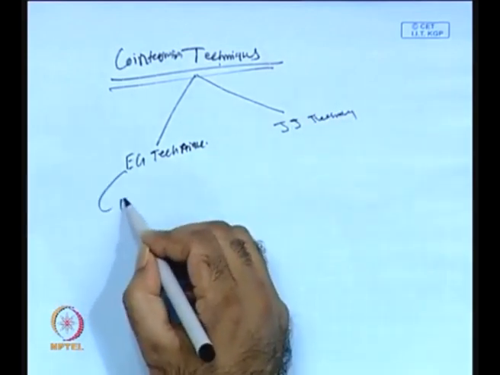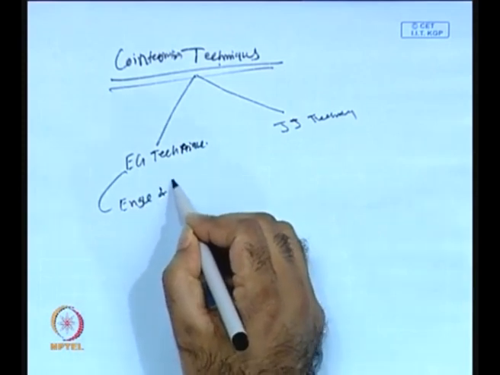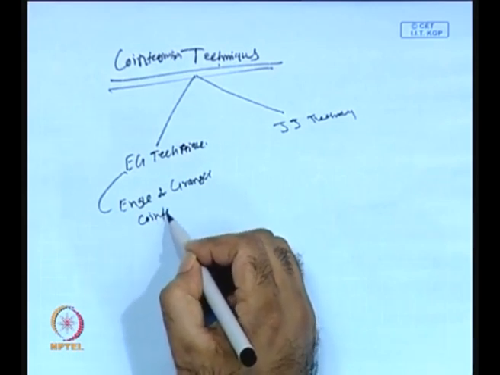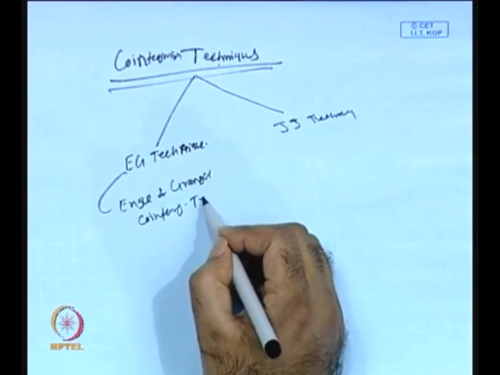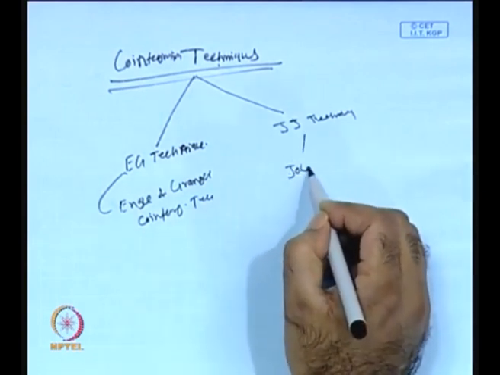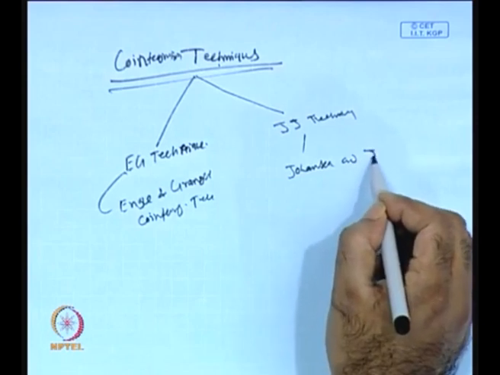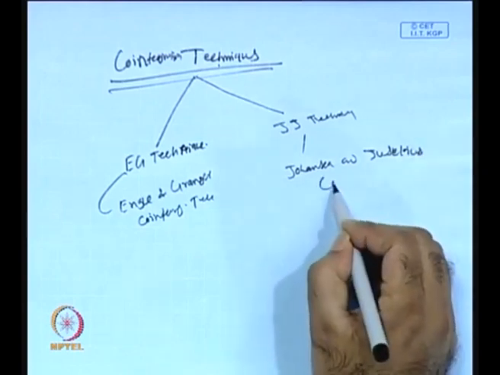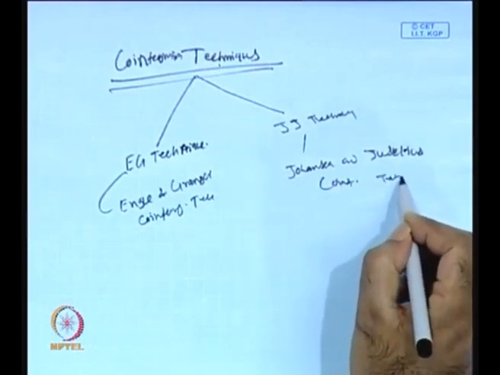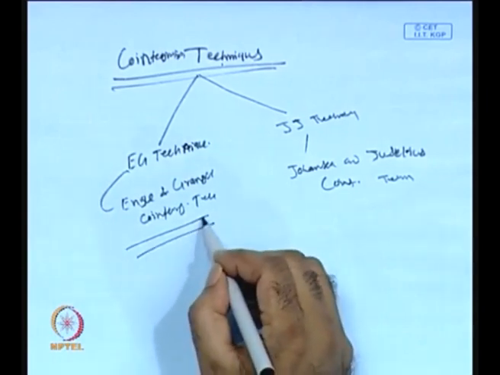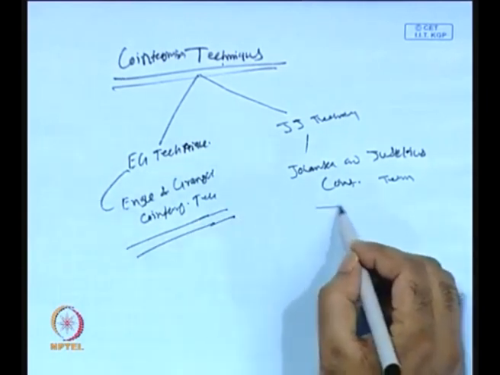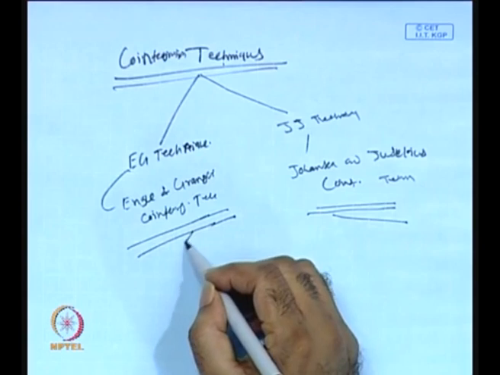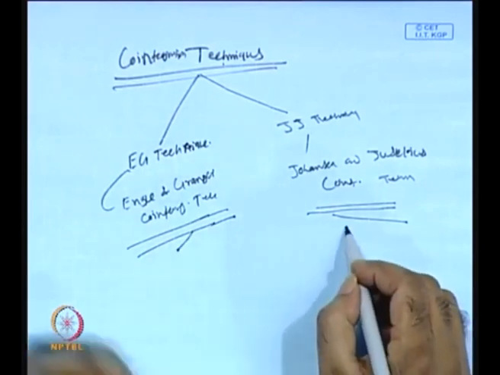This is called the Engle-Granger cointegration technique and this is called the Johansen-Juselius cointegration technique. The first is much simpler, easy to understand, easy to calculate. The second is too complex, difficult to calculate and too time taking. It is very easy to handle, while this cannot be easy to handle.